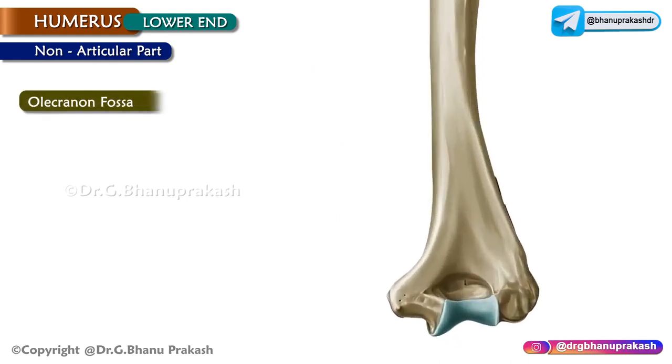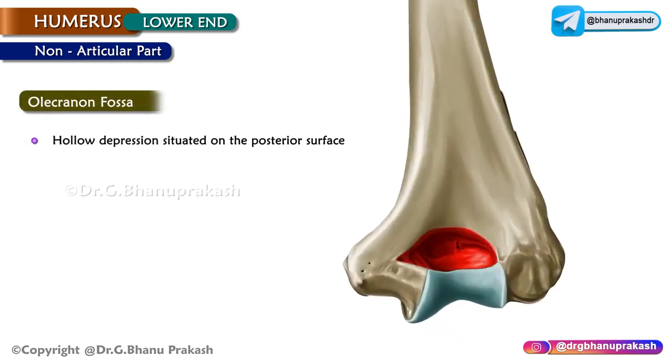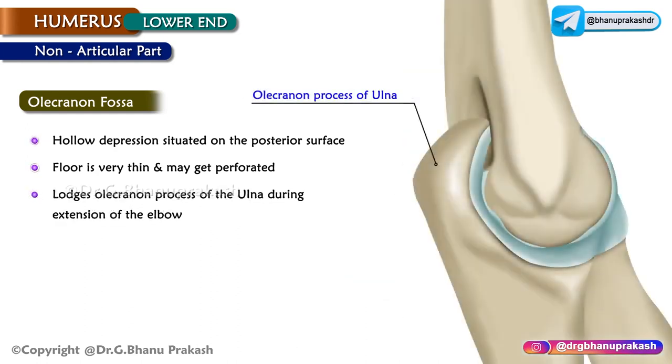The olecranon fossa. It is a hollow depression situated on the posterior surface of the lower end. Its floor is very thin, hence may get perforated. It lodges the olecranon process of the ulna during extension of the elbow.